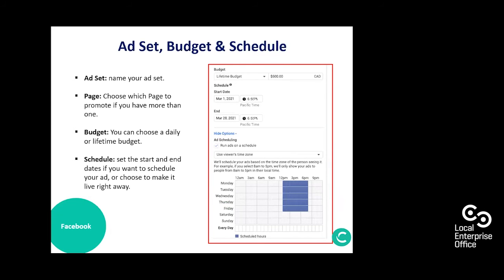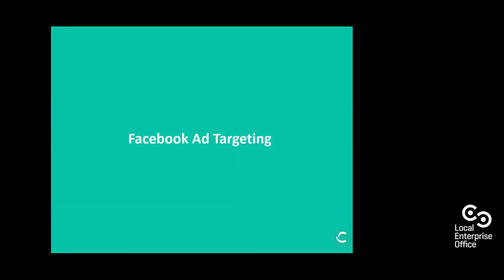So the ad set, then you name your ad set. Page, choose which page to promote if you have more than one. Obviously, if you've only one, that's not relevant. Budget, you can choose a daily budget or indeed a lifetime budget. And schedule, you can set the start and end dates if you want to schedule your ad or choose to make it live straight away. So as I say, you might be targeting Easter or something like that. Again, depending on whatever is relevant in terms of your particular business.